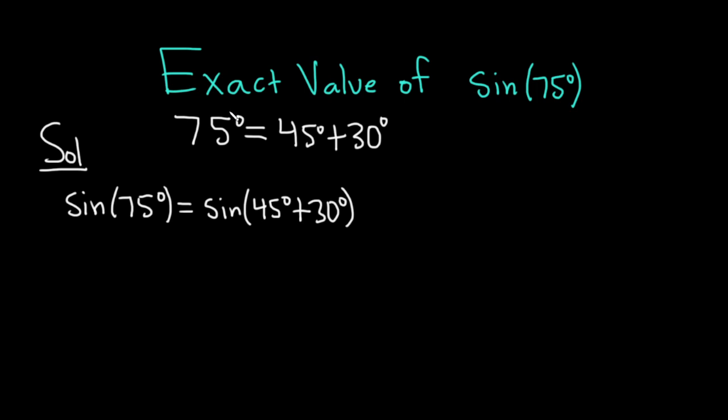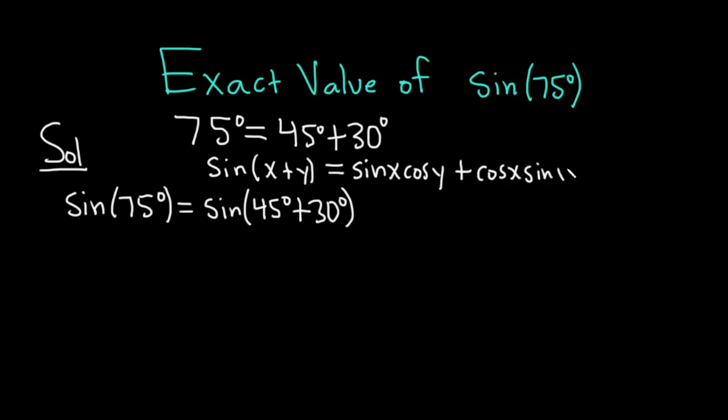We can use this one here. This is sine of x plus y. This is equal to sine x cosine y plus cosine x sine y. So you just alternate. You keep the sine and you just alternate the sines and cosines. Okay, so it's really easy. So keep the sine and then just switch the trig functions.